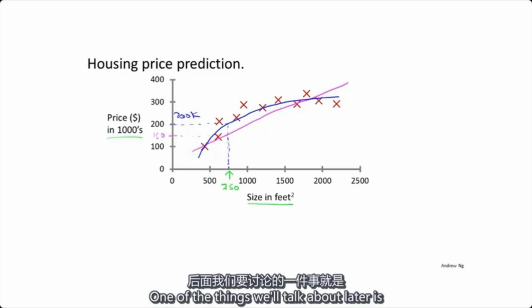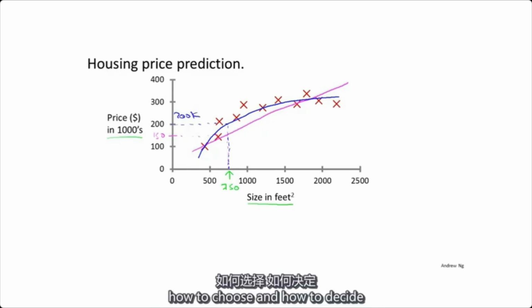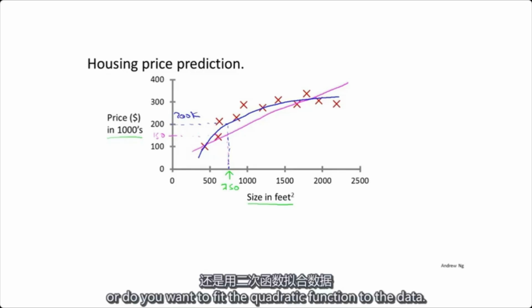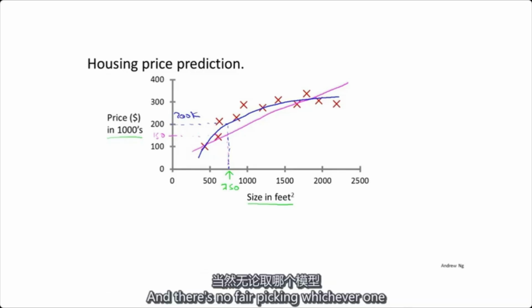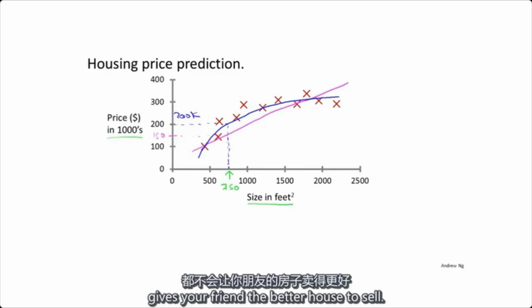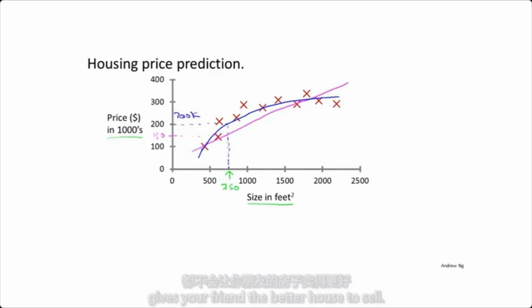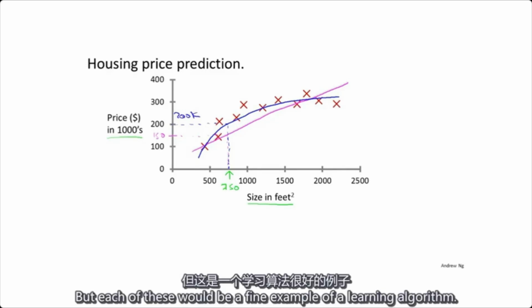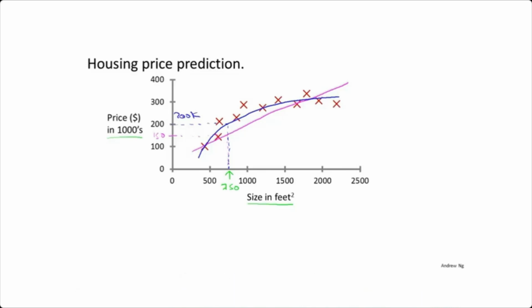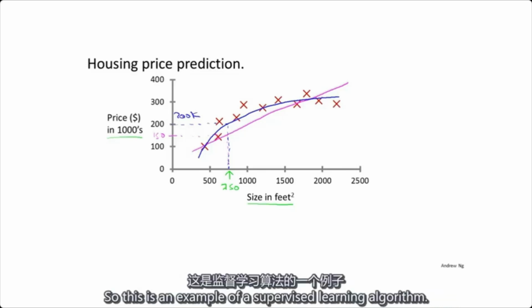One of the things we'll talk about later is how to decide whether you want to fit a straight line to the data, or a quadratic function to the data. And there's no fair picking whichever one gives your friend the better house price. But each of these would be a fine example of a learning algorithm. So this is an example of a supervised learning algorithm.